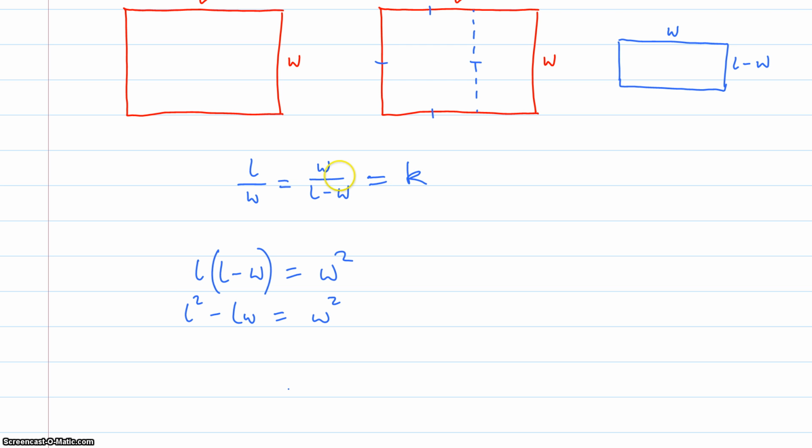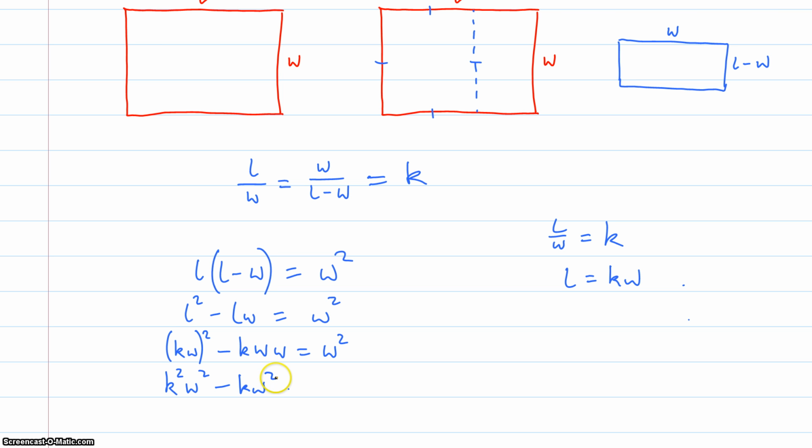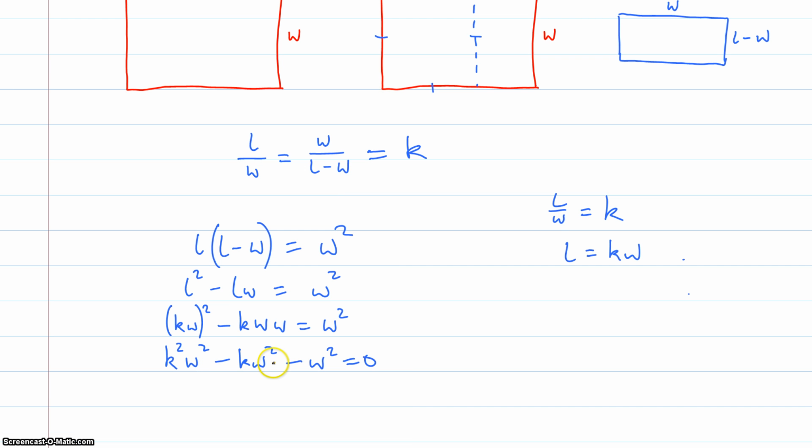So this is when I'm going to go back to my scale factor. I'm going to say that L over W must equal some scale factor. It could be half or triple or whatever it is. That means that L must equal KW. And I'm going to substitute that back into my original equation over here. So instead of L squared, I'm going to have KW squared minus KW times W equals W squared. So this turns out to be K squared W squared minus KW squared minus W squared equals 0. I just drag that W squared onto that side as well.